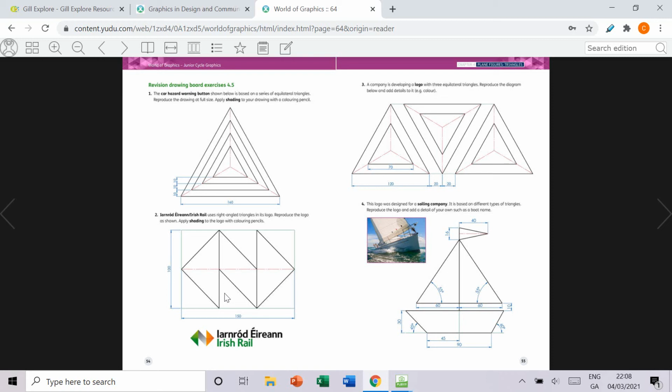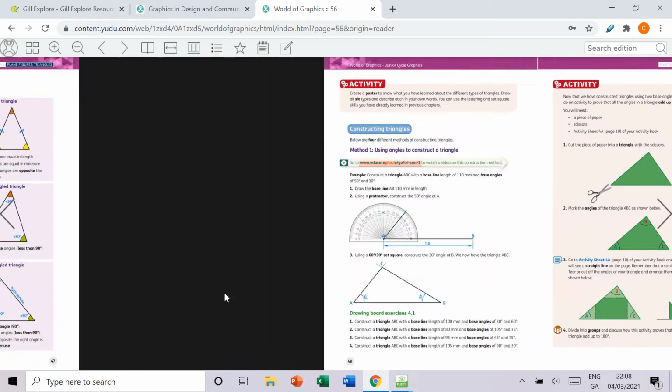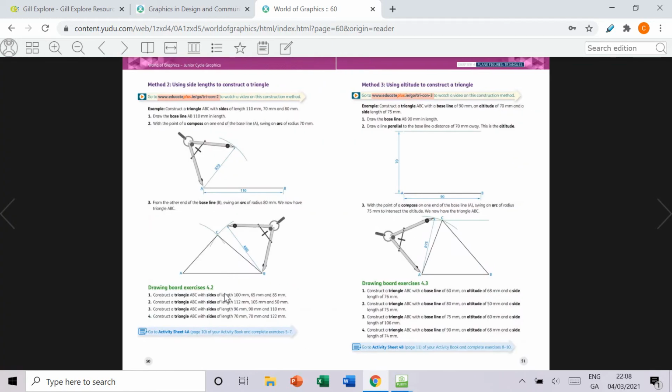Okay lads, so we're on page 54 of our World of Graphics book today, and we're on chapter number 4, plane figures, and we're looking at the triangle. So we've already looked at how to use the protractor to draw triangles. We've looked at drawing different types of triangles with our compass, knowing different aspects of the triangle.